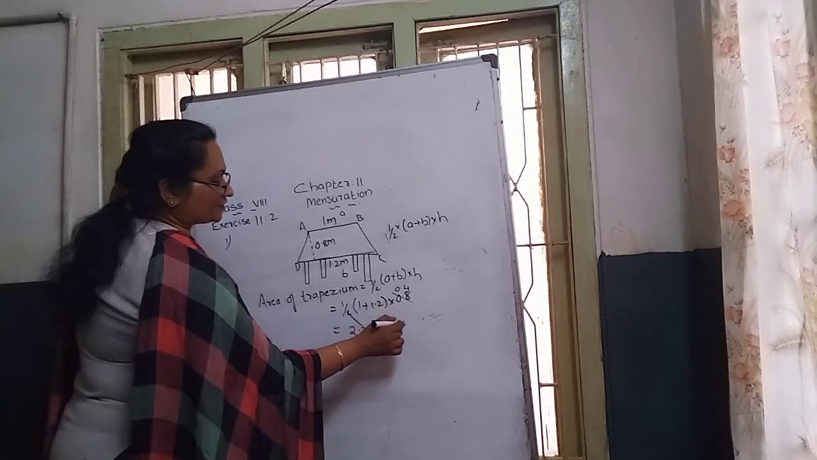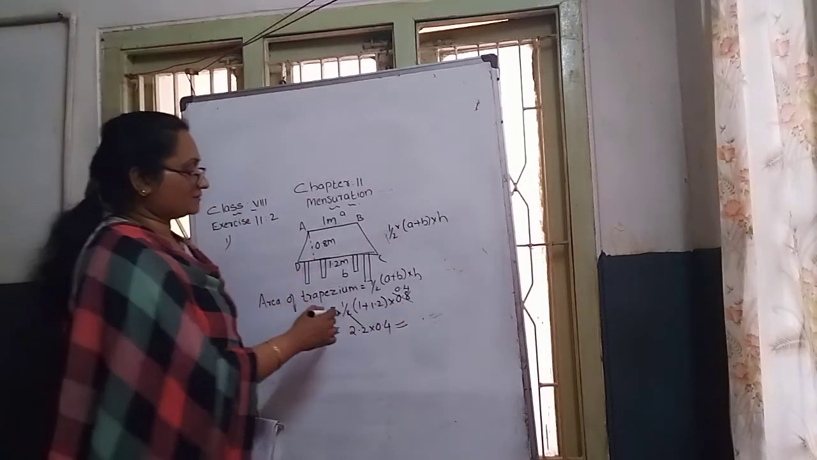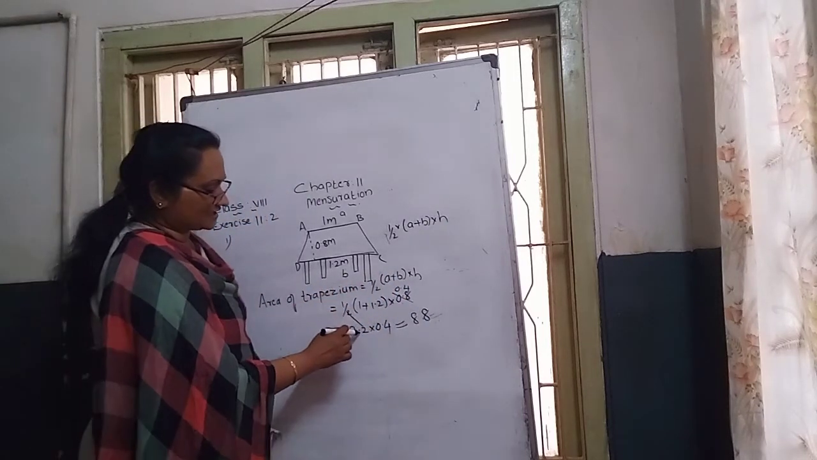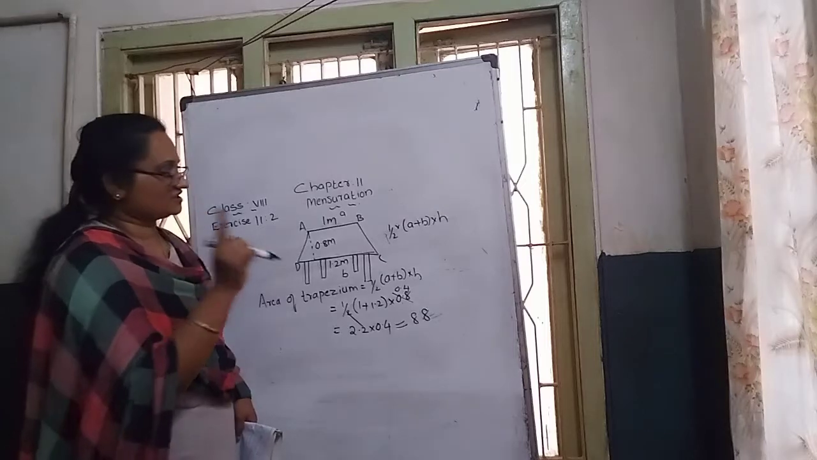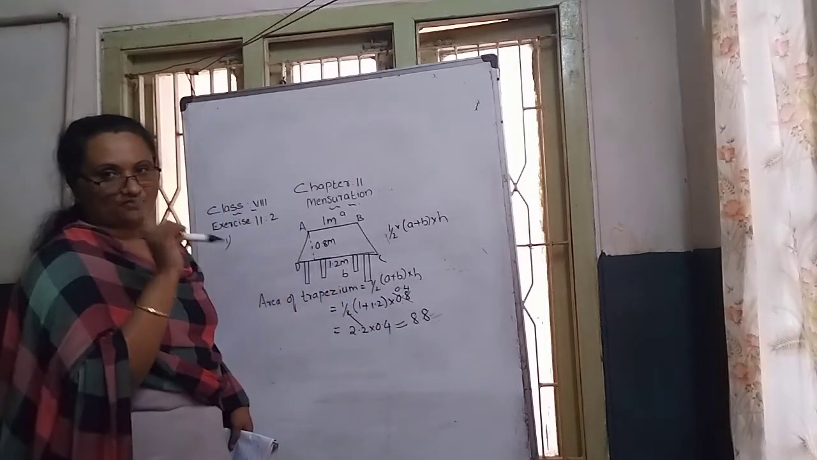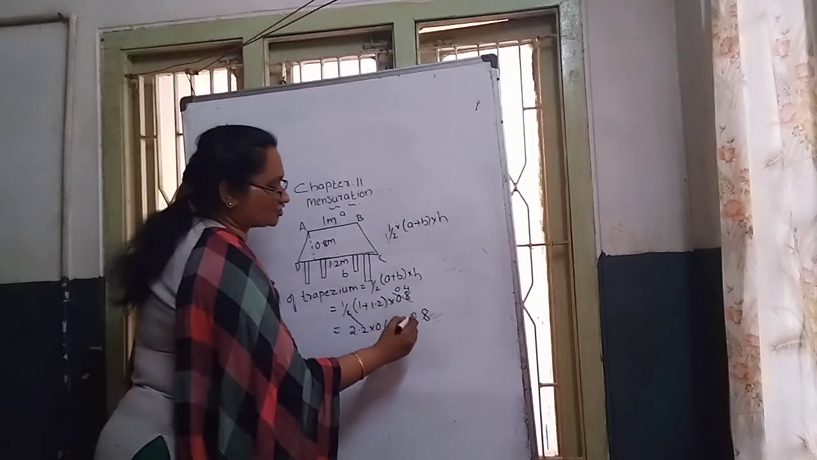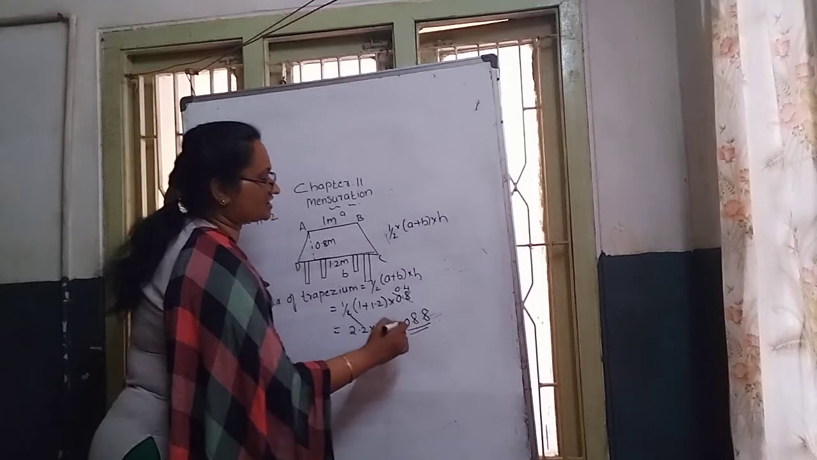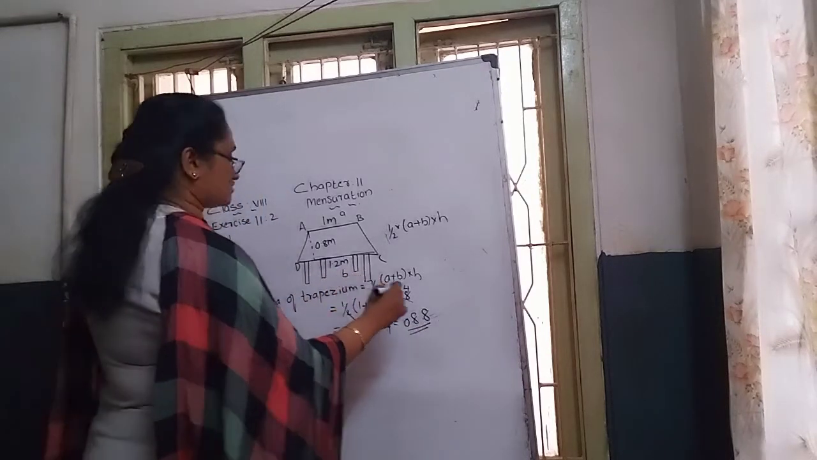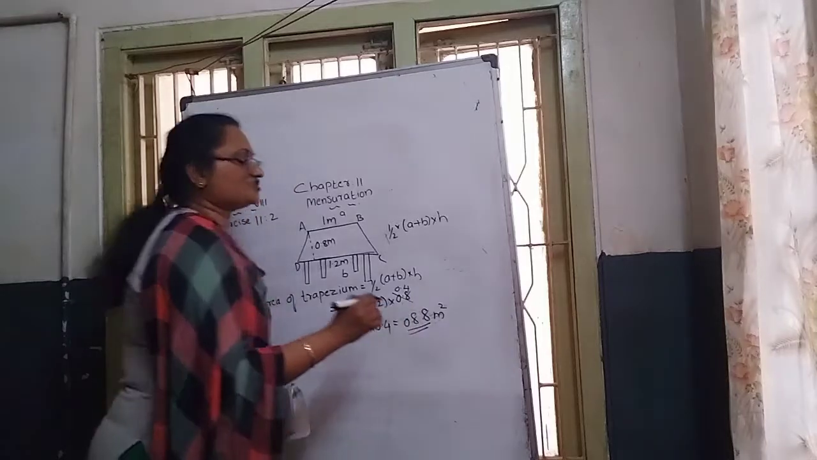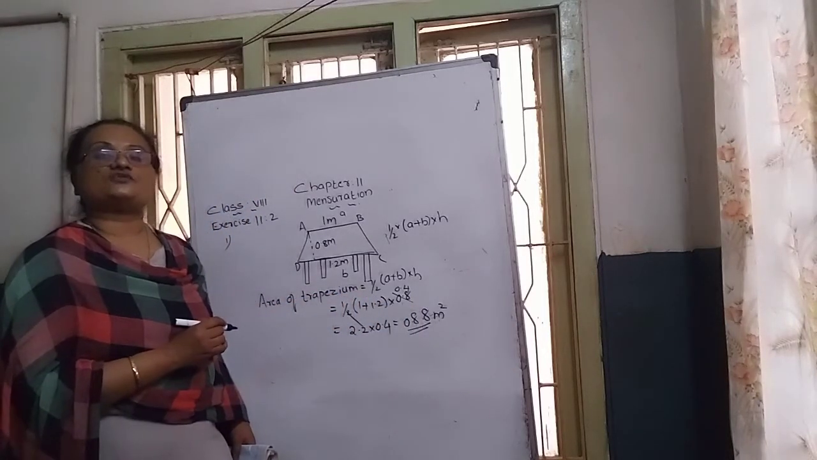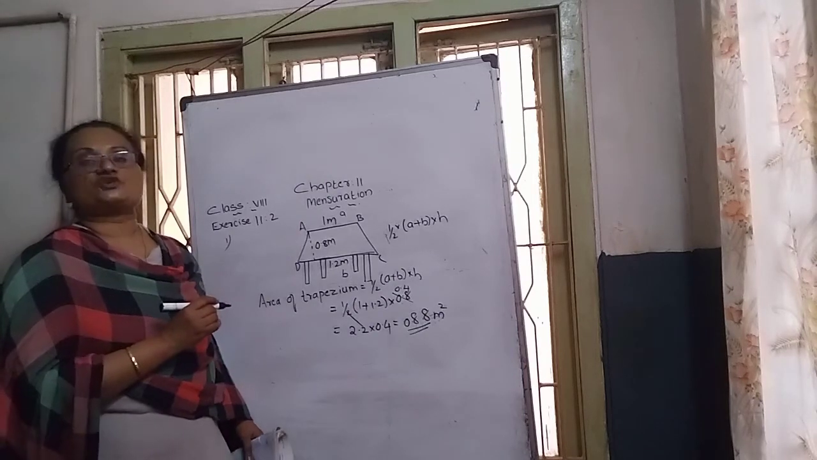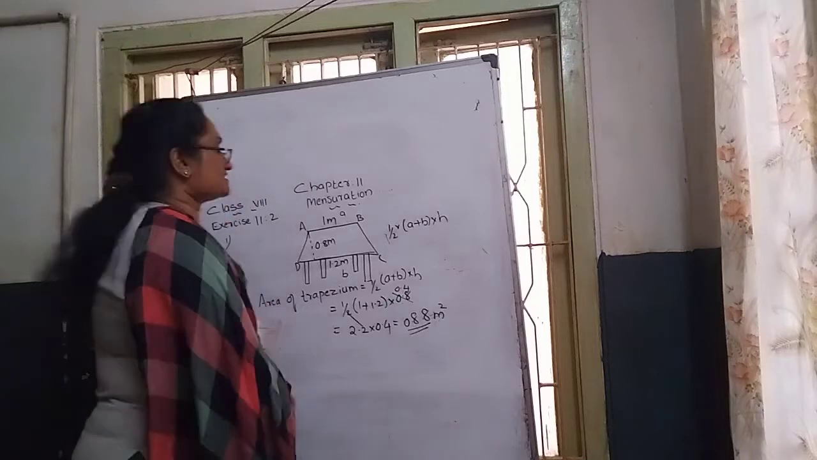Without the decimal points, we just multiply: 22 times 4 is 88. The multiplicand has 1 digit after the decimal point and the multiplier has 1, total 2 digits. From right to left, count 2 places and put the decimal point. The unit is meters. So 0.88 meter square is the area of the tabletop. The tabletop is a trapezium shape, so 0.88 meter square is the answer.